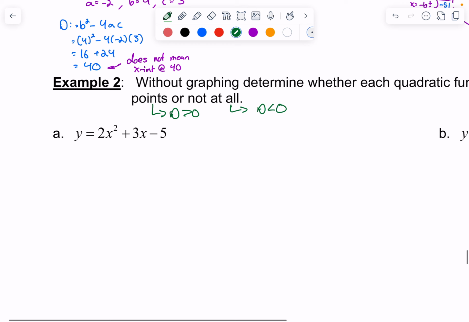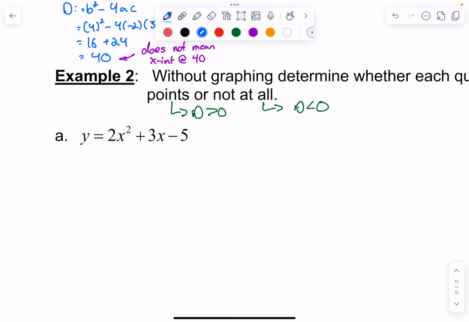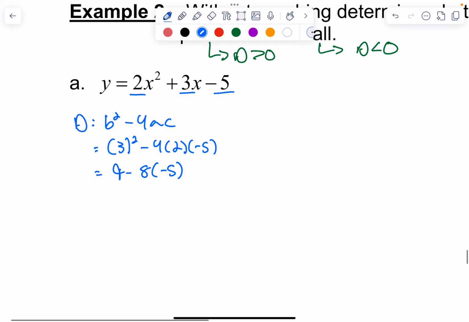So these questions are pretty quick once you get the hang of it. So the discriminant, just calculate it. Well, it's b squared minus 4ac. And just looking up here, here's a, b, c. So we have 3 squared minus 4 times 2 times minus 5. So that's 9 minus 8 times minus 5, which would be 9 plus 40, which would be 49.